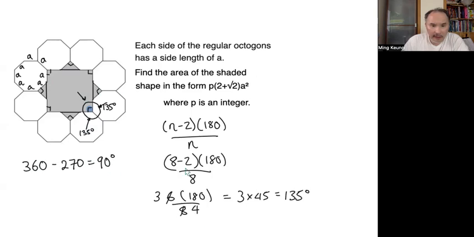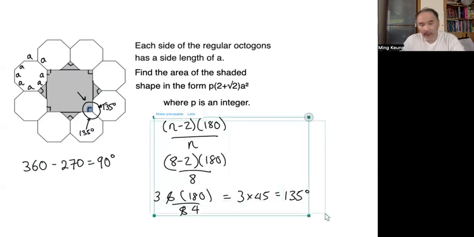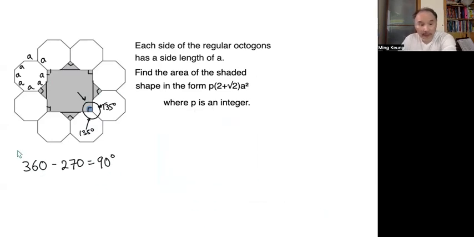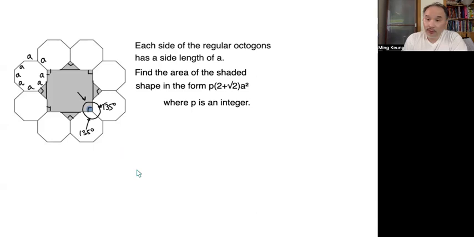Well, how is that helpful? Quite often, whenever you have right angle triangles, there's usually some sort of Pythagoras or trigonometry involved. So I can fill in a few more A's here, just so we know exactly what we're talking about. And we're going to focus on just this triangle here.